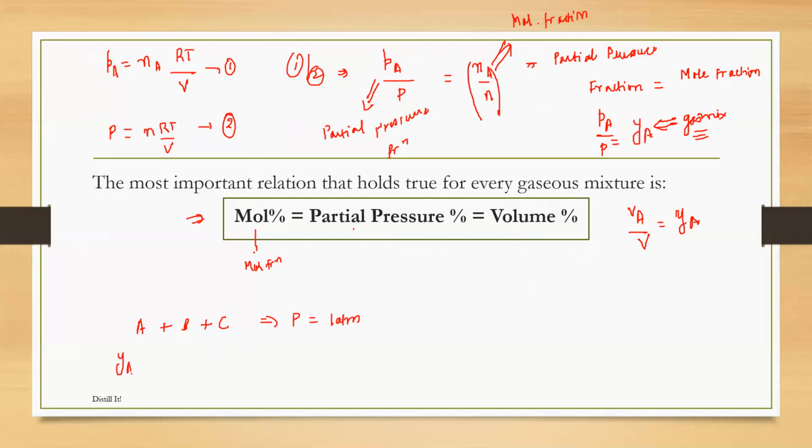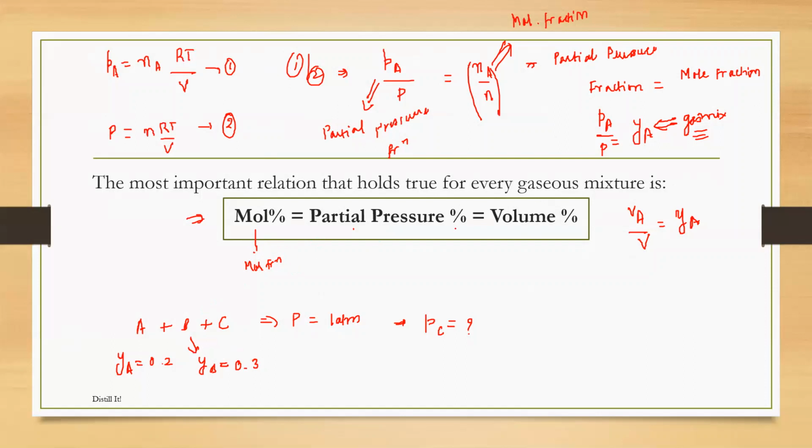Let's say the mole fraction of A is 0.2 and the mole fraction of B is 0.3. I have to determine the partial pressure of C. Now we have no temperature, no volume, no value of moles, nothing. We only have this much information. So how to calculate the partial pressure of component C? We are going to use this relation.